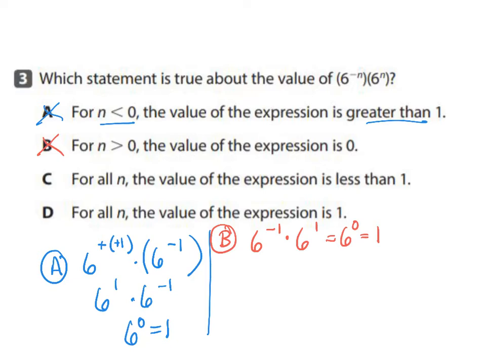Now it says for all n, the value of the expression is less than 1. Well, I don't think that's true because I just tried n of negative 1 and I just tried n of 1 and they both came out to be 1, not less than 1. So that one can't be true. The last one must be true by process of elimination and what we've seen. So choice D, anything you put in, it turns out to be 1.